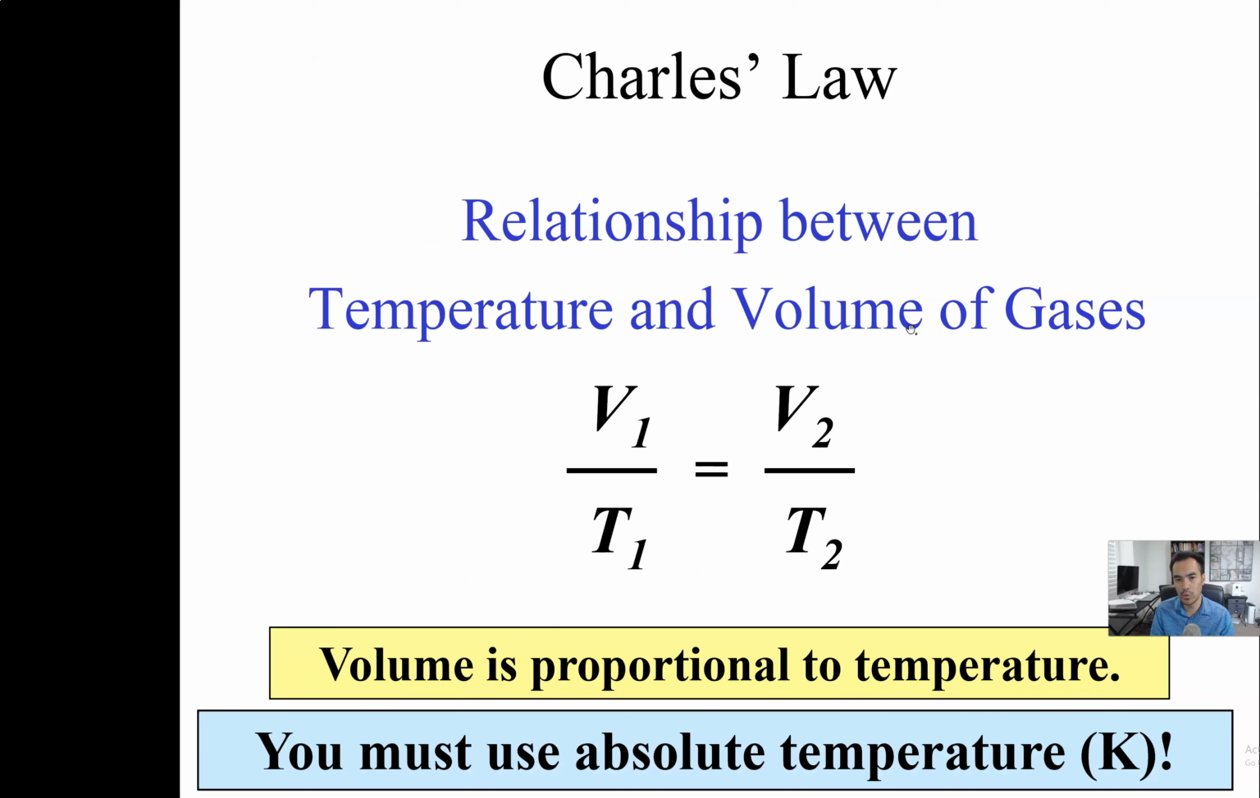Charles' law refers to the second law of gases, which is the relationship between temperature and volume. In this case, we have V1 and T1. Volume is proportional to temperature, and you must use Kelvin. In other words, if temperature goes up, volume should go up. If temperature goes down, volume goes down.